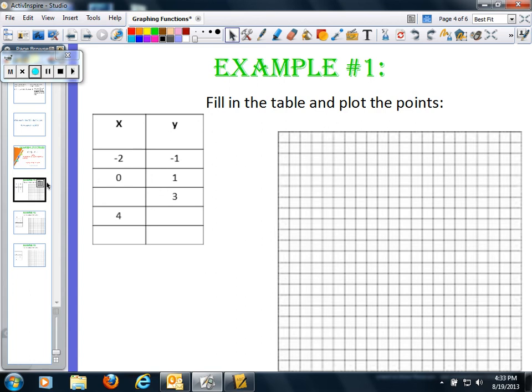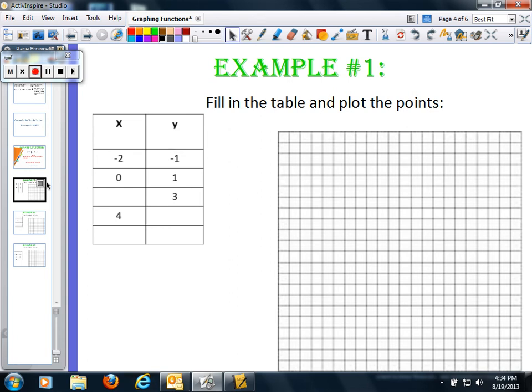Okay, and when I ask you to do problems like this in class, I'm going to ask you for an explanation. You need to tell me what is the pattern. What do you notice about X? How is it changing? What do you notice about Y? How is it changing? And then we're going to eventually get into where you're going to be able to take that information and write an equation based on that information.